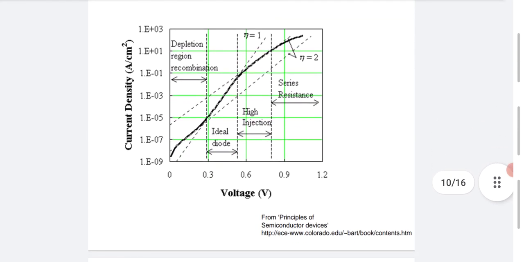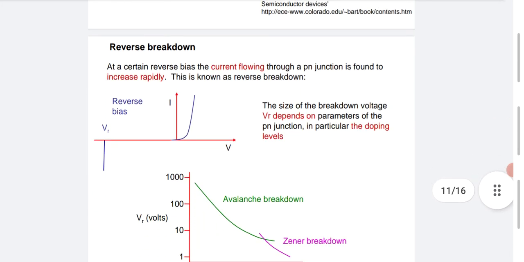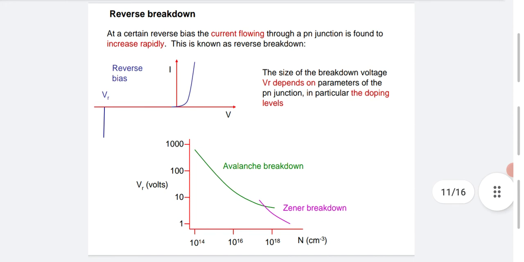Now here are the actual VI characteristics from the principles of semiconductor devices. If we zoom in on the actual VI characteristics, you can observe the ideal diode characteristics as a linear curve, and for high injection the graph will be bending, and with high series resistance it goes on bending. Now reverse breakdown: as we know, when we apply the reverse bias voltage, there is a current due to minority charge carriers.